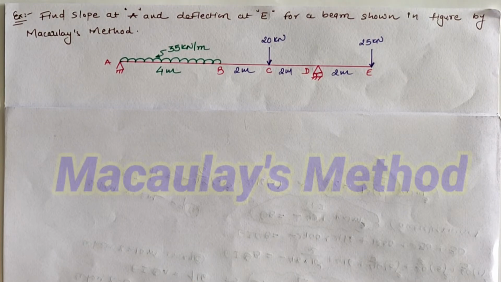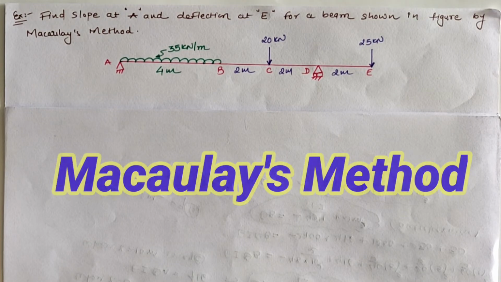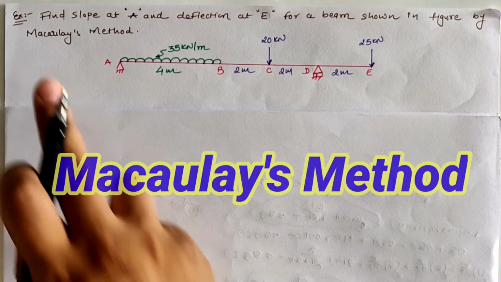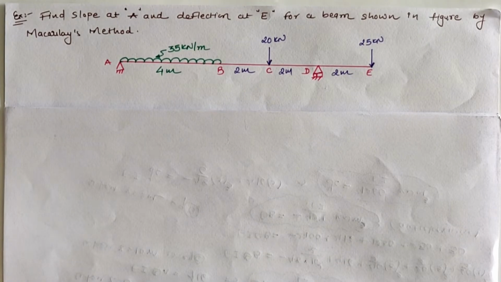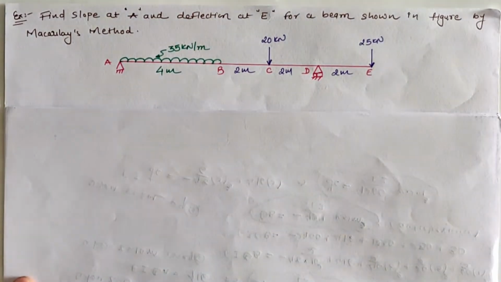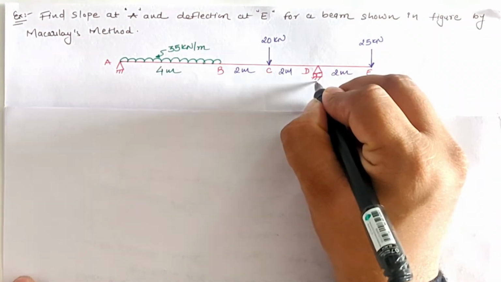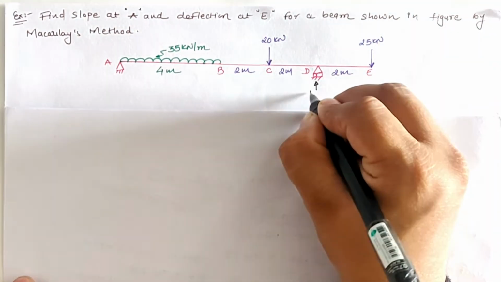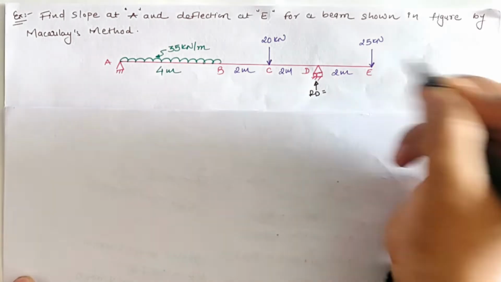Hello friends, today we are going to analyze the given overhang beam using the Macaulay's method. Now for the given beam, first we have to calculate the support reaction, and at location D, due to the roller support, we will have vertical reaction as RD.